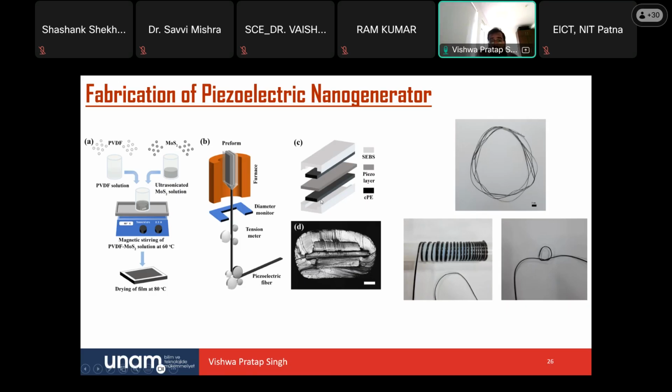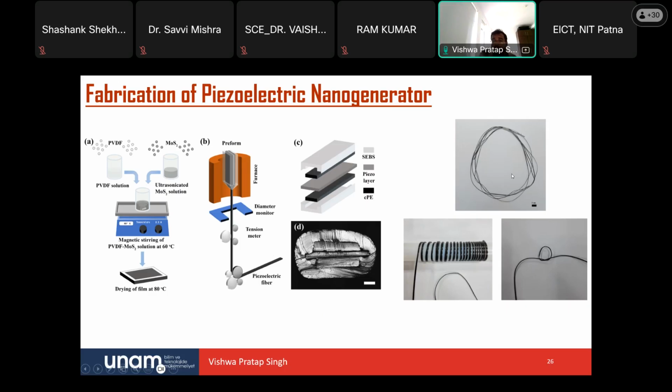So we have a conductive polyethylene as an electrode, because you need to apply the force this way and you get the output. And this is a piezo layer. So this is the piezo layer here, and you enclose it with the SEBS, the rubber. This is really flexible, and it can be easily thermally drawn. So with the same method, we thermally drew this, and this is the structure.